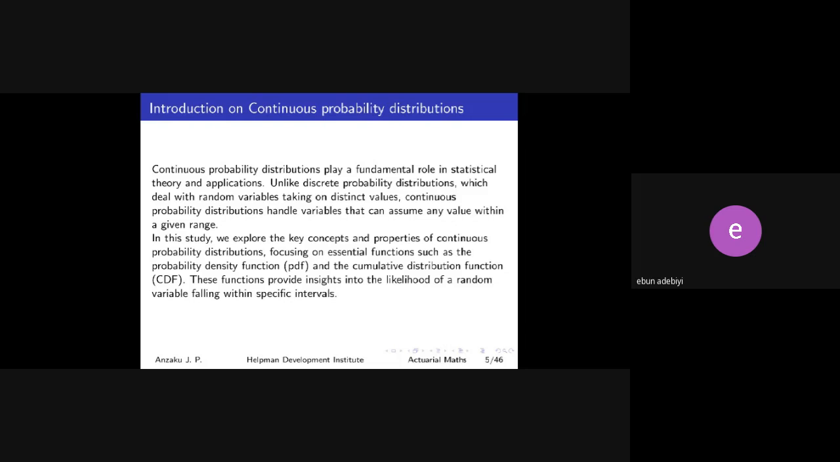Now, these functions provide insights into the likelihood of a random variable falling within specific intervals. One of the central elements in continuous probability distribution is the PDF, which we denote as small f of x. So when you see small f of x, it is the PDF of a continuous distribution. And when you see capital F of x, we're talking about the CDF, or the cumulative distribution function of the distribution. And the CDF complements the PDF by providing the probability that a random variable is less than or equal to a specific value.